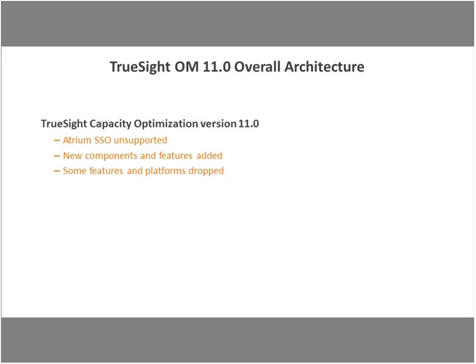Also be aware that some features and platforms have been dropped. This information is all very readily available in the product documentation. So if you have an immediate need to understand what's new in TrueSight Capacity Optimization version 11, and you're planning on some kind of upgrade, I would strongly recommend that you leverage the product documentation and/or the Amigo program through BMC support, which I'll talk about when we wrap up this session today.